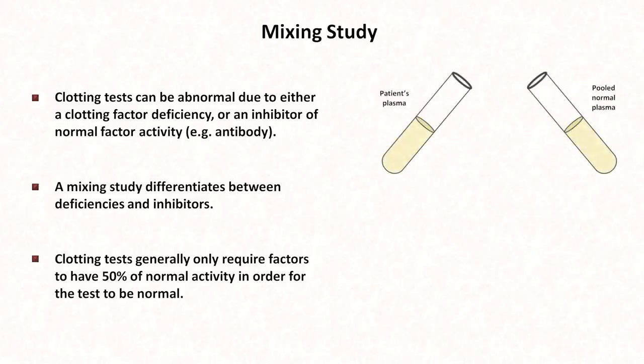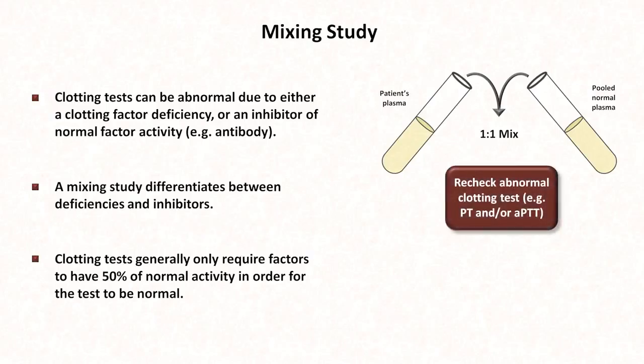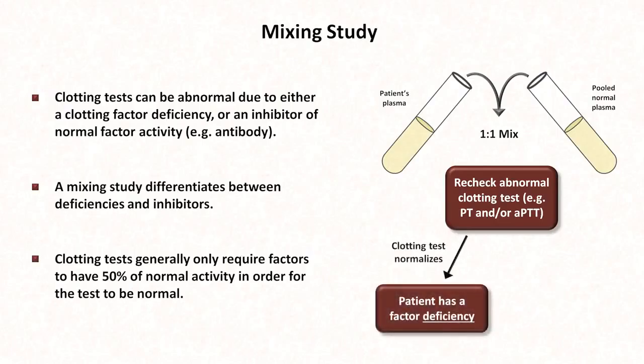Some volume of the patient's plasma is literally mixed together in a 1-to-1 ratio with pooled plasma from normal individuals. Then the initially abnormal clotting tests are rechecked. If the abnormal clotting test normalizes, the patient must have a factor deficiency because whichever factor was deficient in the patient's plasma has been supplemented by the normal level of that factor in the normal plasma.